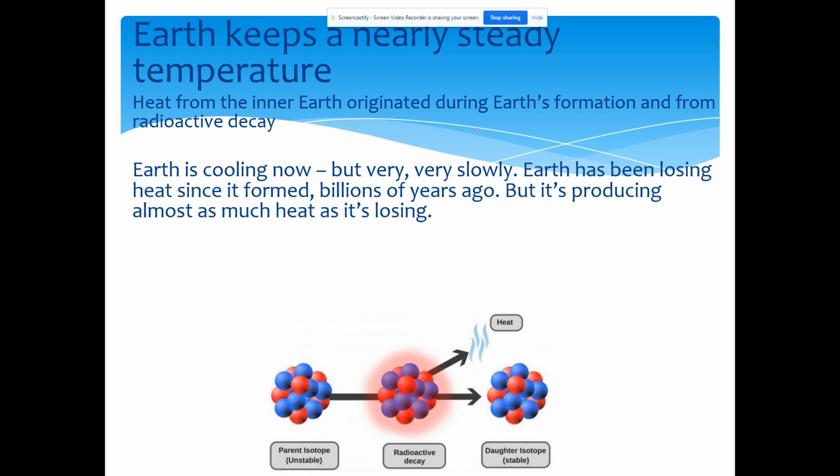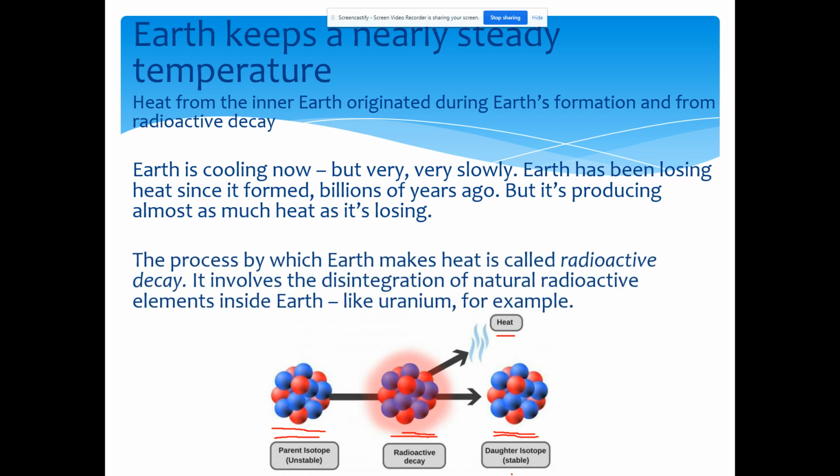And here's a little example of what radioactive decay looks like. A parent isotope, which is an unstable nucleus, will break into pieces. And when it breaks into pieces, we call that radioactive decay, in which a small piece gets broken off and a bigger piece gets left behind. When that small piece gets broken off, a little bit of energy is also given off. And that energy we feel as heat, and it warms up the earth.